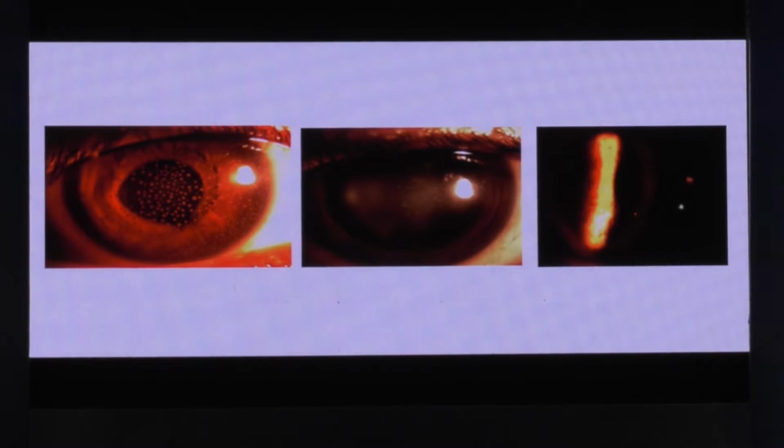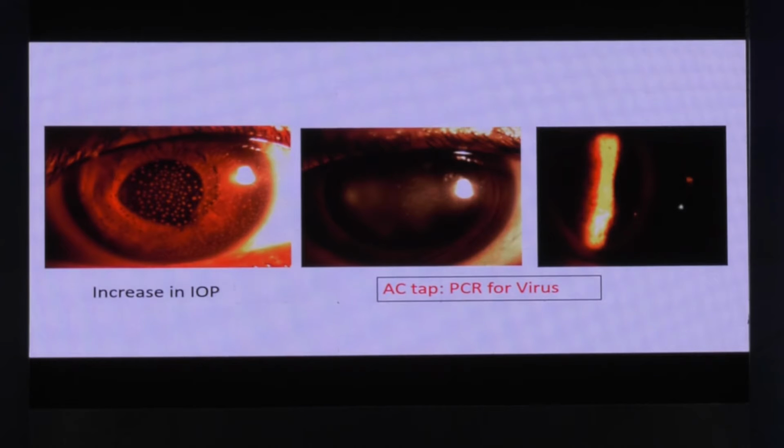And this is a patient with Posner-Schlossman where there is a sudden onset of increased intraocular pressure and inflammation. So when you see, there are few cells and very few KPs in the anterior chamber. But what is significant in all these cases is increase in intraocular pressure. So whenever we see a condition like this with increase in intraocular pressure, it is always important for us to tap this eye and send the sample for examination, mainly to rule out viruses.